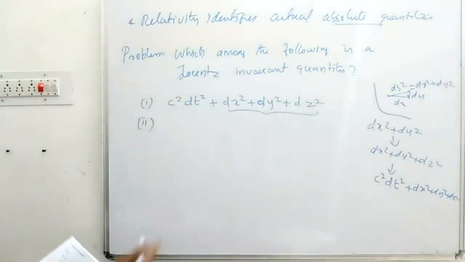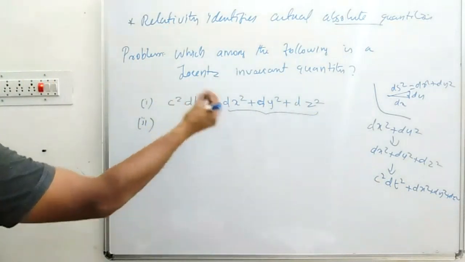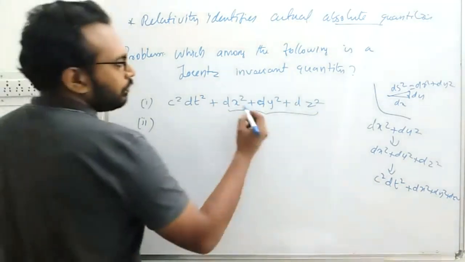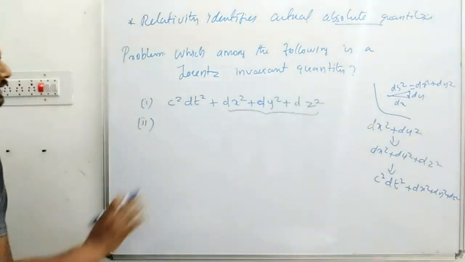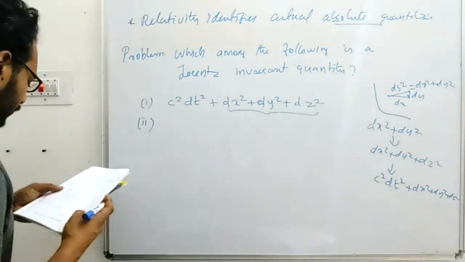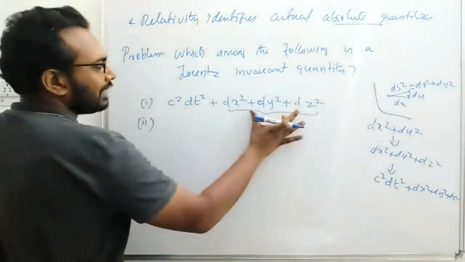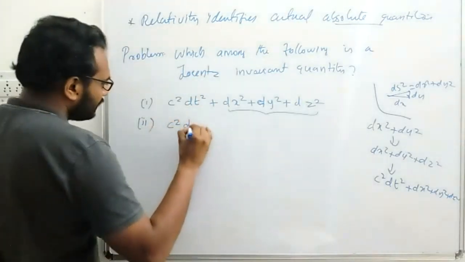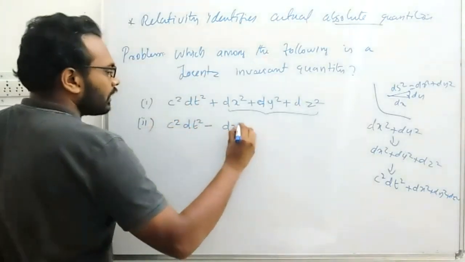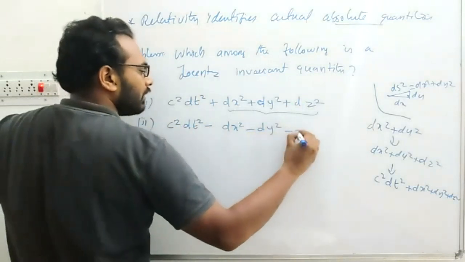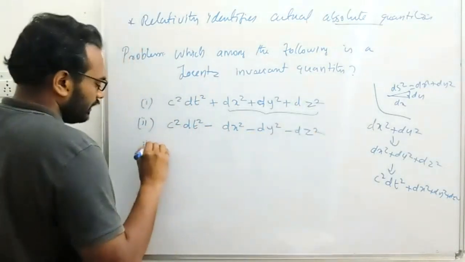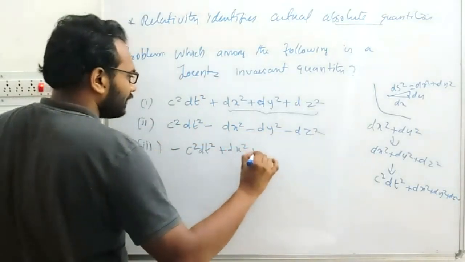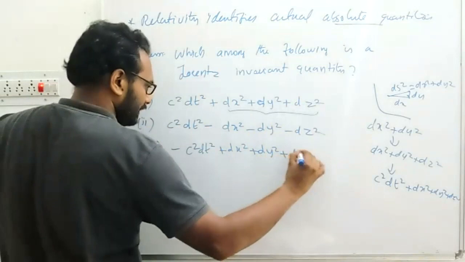This equation is just a direct generalization of Pythagoras theorem to 4 dimensions. We know that this is a length and it's invariant under rotations and all that. So we also have this quantity, c square dt square minus dx square minus dy square minus dz square. And we have this quantity, minus c square dt square plus dx square plus dy square plus dz square.